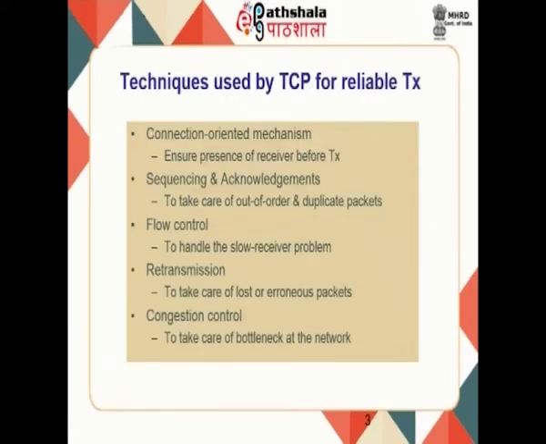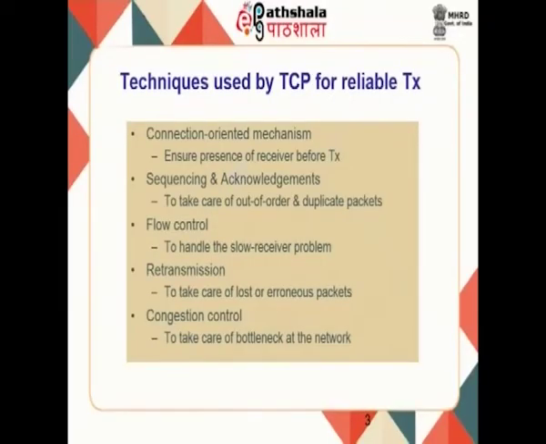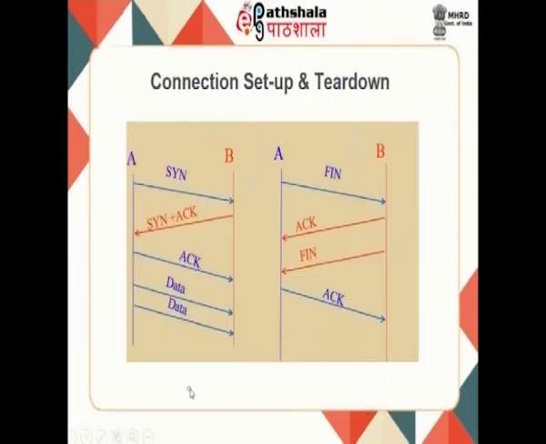As we said, there are a number of techniques that are used by TCP for reliable transmission. First is the connection oriented mechanism, second is sequencing and acknowledgements, third is flow control, fourth is retransmission, and fifth is congestion control. So, we will take a look at details of connection oriented mechanism and flow control now.